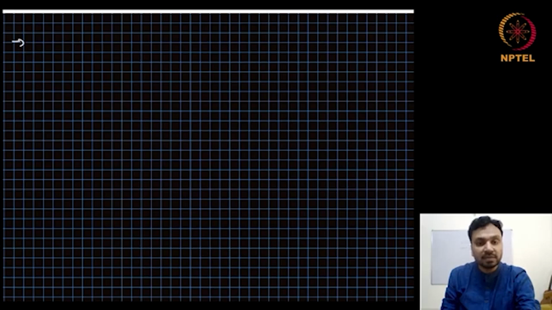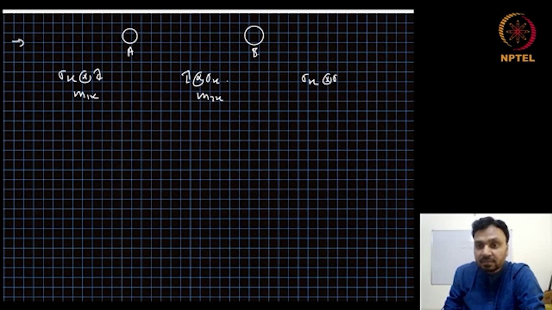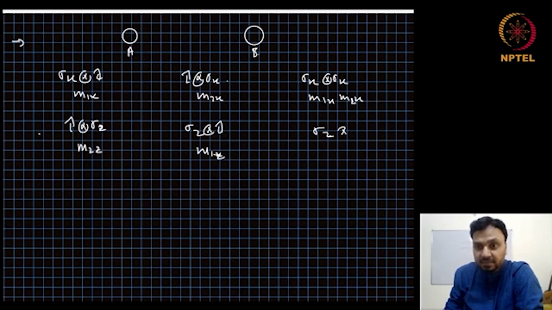Another example along these lines of the contextual nature of quantum mechanics, we can consider two particles as usual, A and B. The sigma x measurement on the first particle is an element of physical reality, and sigma x measurement on the second particle is also an element of physical reality. Let us say the outcome is m1x and this is m2x. So sigma x tensor sigma x is an element of physical reality, and that will be the m1x, m2x outcome. Similarly, identity tensor sigma z, that is performing measurement on the second particle, is an element of physical reality, and the outcome is m2z. Sigma z tensor identity, an element of physical reality, has outcome m1z, and the product of them, sigma z tensor sigma z, is also an element of physical reality, and we get m1z, m2z.